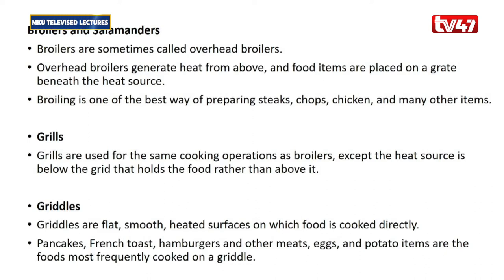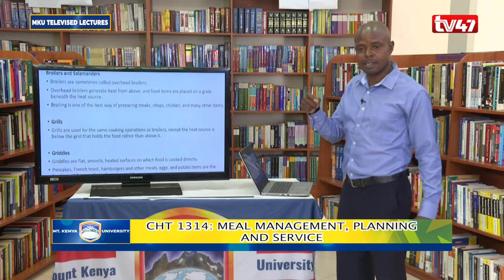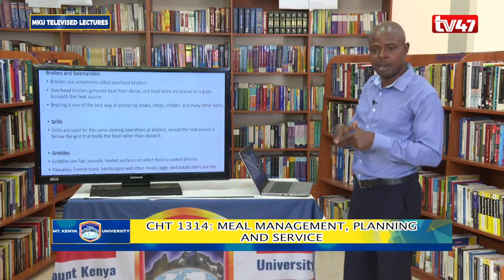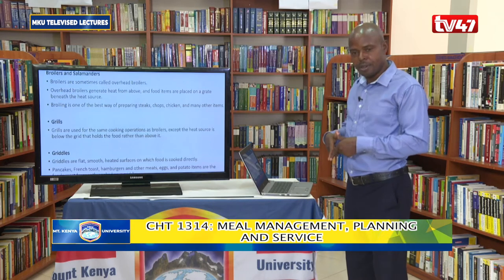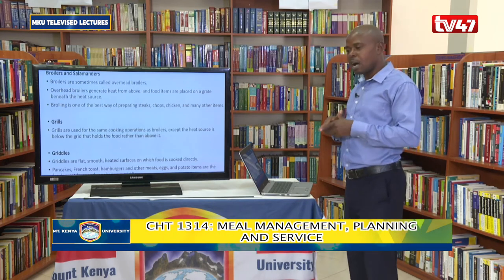Then we have grills. Grill is also another equipment used for the same cooking operation as the broiler, except the heat is below the grate that holds the food rather than above. As I said, when we talked about the broilers and salamanders, we have seen that the heat comes from above. Grills are the same in that both the grill and the broiler have bars. But with the grills, the heat comes from beneath, while with broilers, heat comes from above.